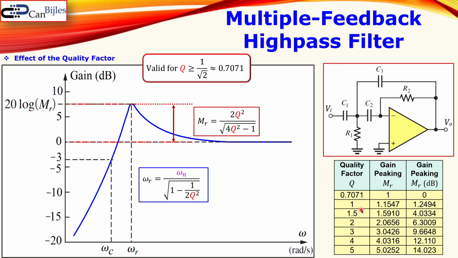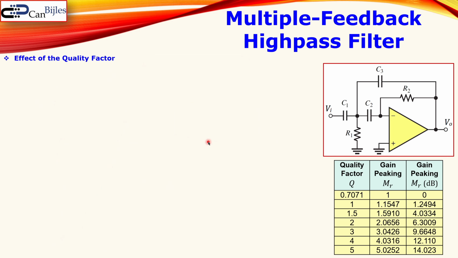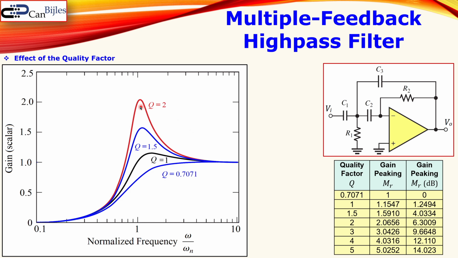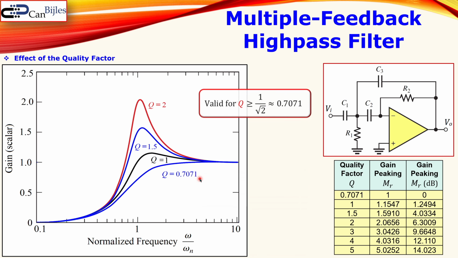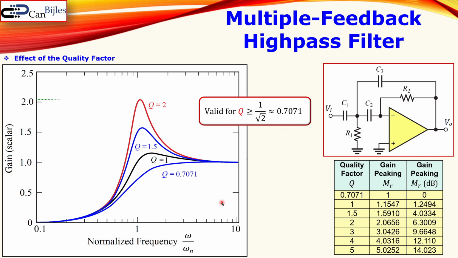Now if you increase the quality factor, you also increase your gain peaking. That means the quality factor will of course make the transfer sharper, but you will also get more peaking. So that is the disadvantage of making a high Q design. Let's see that in more detail with some values. You see here the quality factor Q is 2, which is this red curve. The blue one here is 1.5, and the black one is 0.7071. So again, this is valid for this condition on the quality factor.